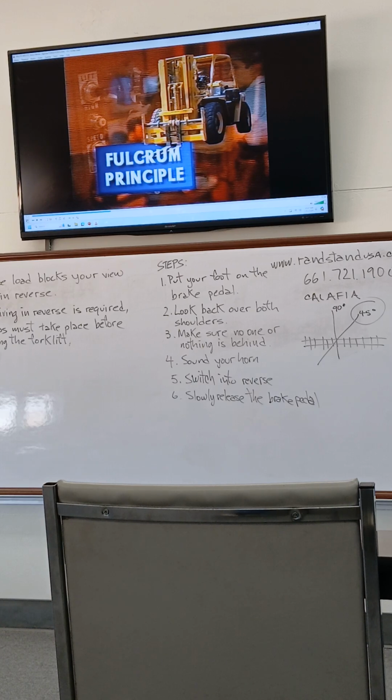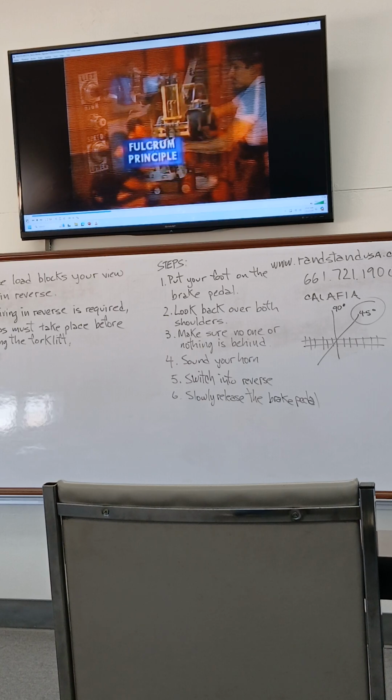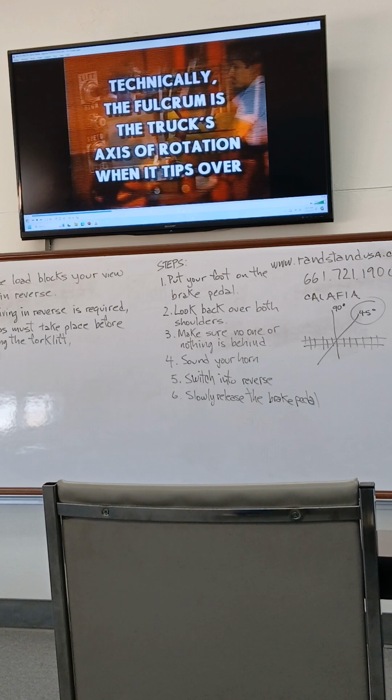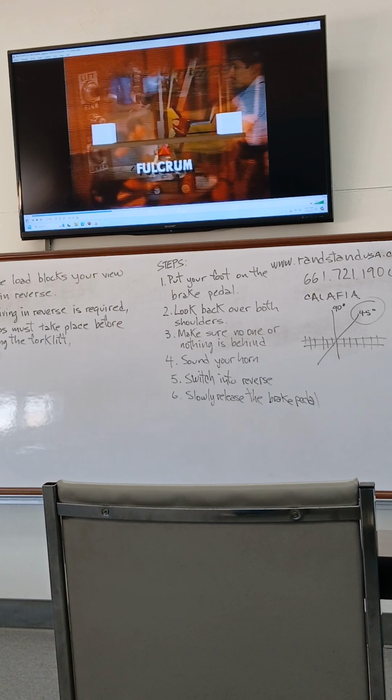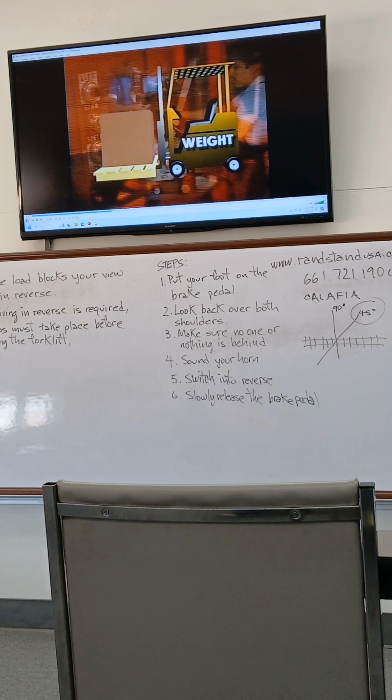Fulcrum principle. Let's begin with the lever principle, specifically the fulcrum principle. Technically, the fulcrum is the truck's axis of rotation when it tips over. Simply stated, you have 2 weights balanced on a fulcrum like a playground seesaw. On the forklift, 1 weight is the heavy rear end or counterweight and the weight of the truck. The fulcrum point in this case is your front tires, and the other weight is the load you're carrying. The counterweight balances the load with the front tires as the fulcrum point.